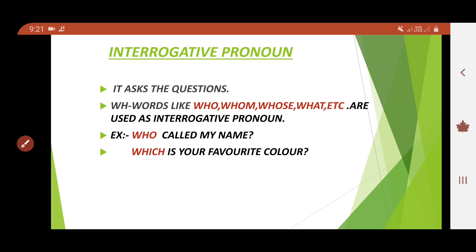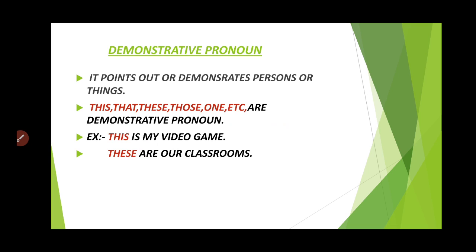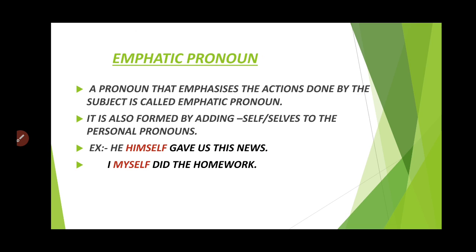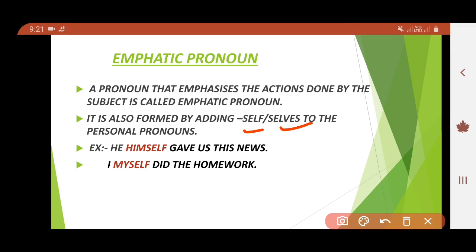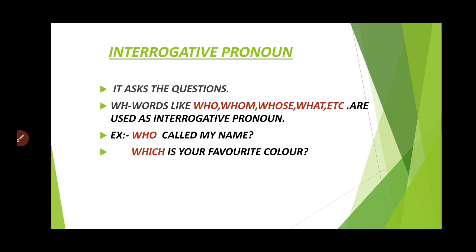Okay, all these words. So students, what we have learned today is that firstly we have learned demonstrative pronoun. What is demonstrative pronoun? It points out or demonstrates something or any person. Yes or no? And the words used as demonstrative pronoun are this, that, these, those, one, same, etc. Next, we have learned emphatic pronoun, a pronoun that gives more stress or emphasis on the actions done by the subject, and it is formed by adding self to the singular and selves to the plural personal pronoun. And last we have learned interrogative pronoun, used to ask questions, and the words used are WH words like who, what, whom, which, whose, where.